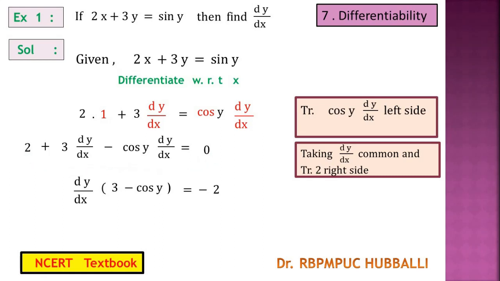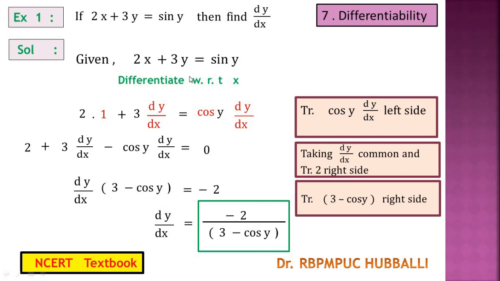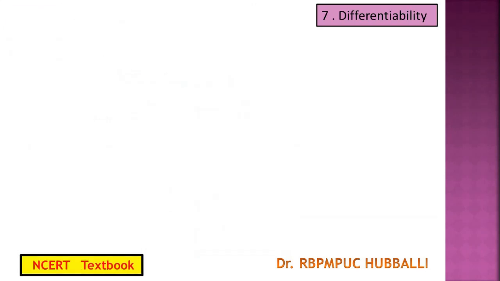Next, dy by dx is equal to, okay, now we have to shift this product term. When the product term is transferred to the right side, it goes to the denominator, that is minus 2 divided by... it goes to the denominator, see the position. So here you have to write that term, 3 minus cos y. So this is the derivative of the given implicit equation or implicit function. I hope you got it, students. Go for the next example.